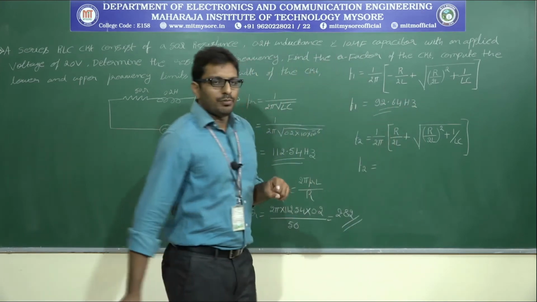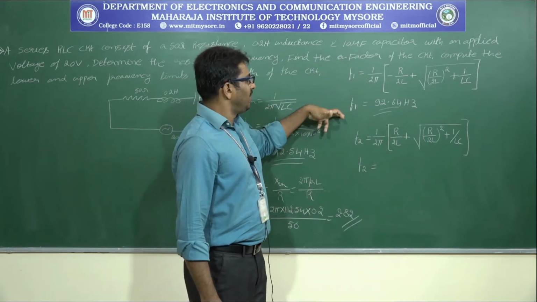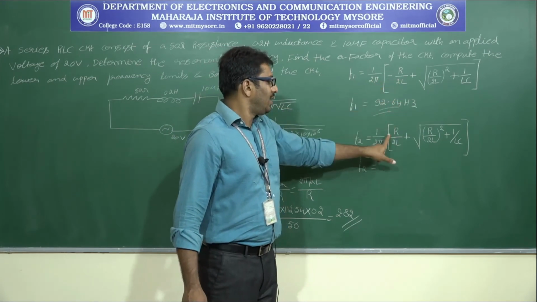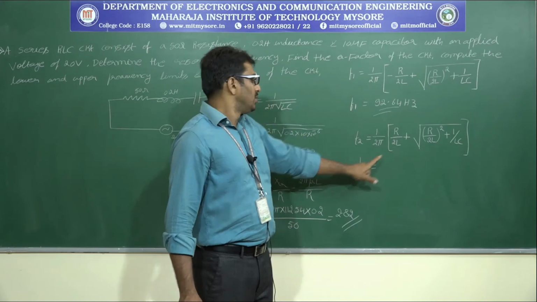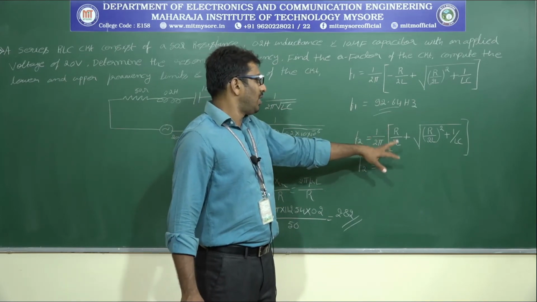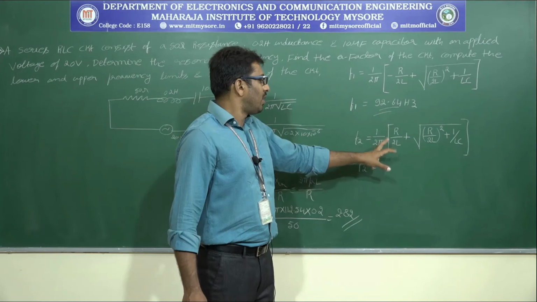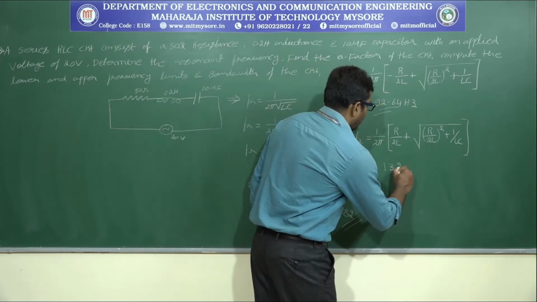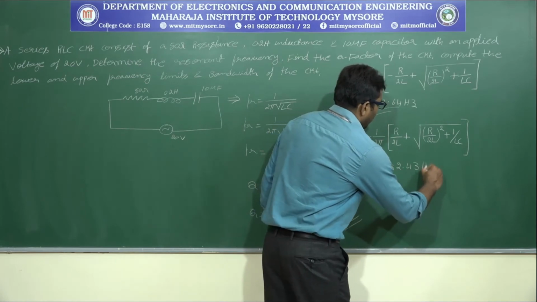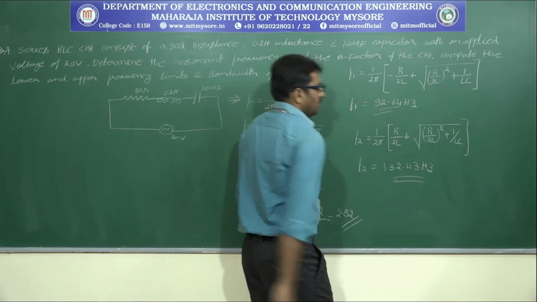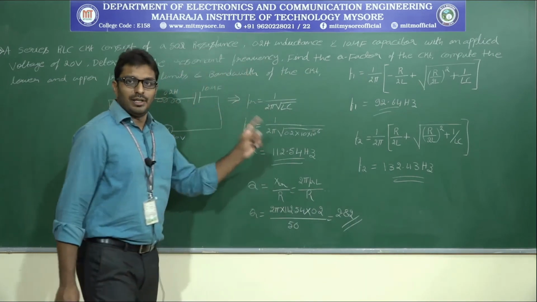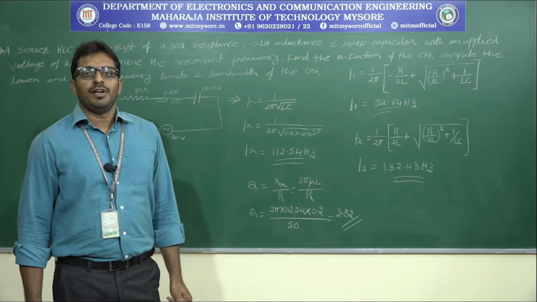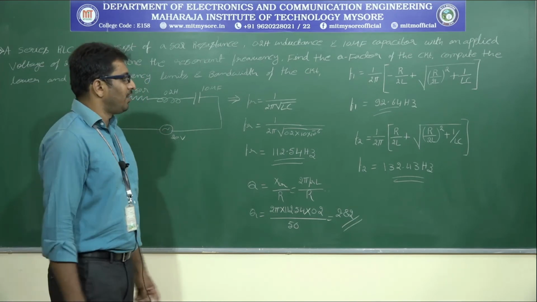F1 is equal to 92.64 hertz. The difference between these two formulas is the sign. Here minus R by 2L, here plus R by 2L. So similarly, by substituting all the values of R, L and C, you will get F2 is equal to 132.43 hertz. So this is how, directly by substituting in these two standard formulas, we can calculate what is the lower cutoff frequency and what is the upper cutoff frequency.